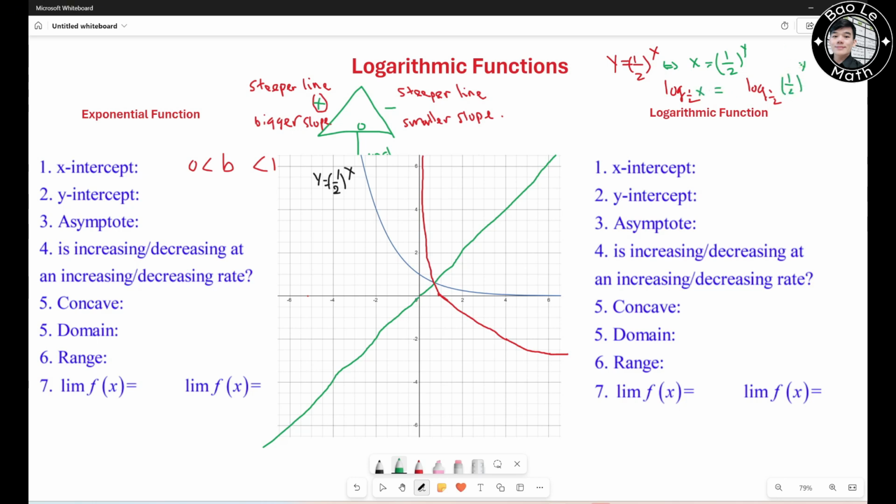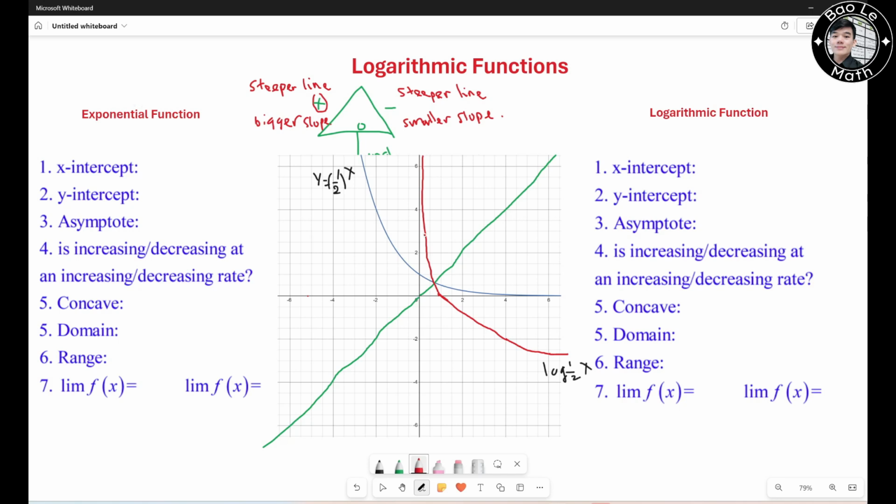Alright, so this one I just bring y to the front, so it's going to be log base 1/2 of x equals y times log base 1/2 of 1/2. Alright, so I know that this guy equals 1. So finally we have y equals log base 1/2 of x, and let's just change this into the inverse, f inverse of x equals log base 1/2 of x. So the function right here is log base 1/2 of x.